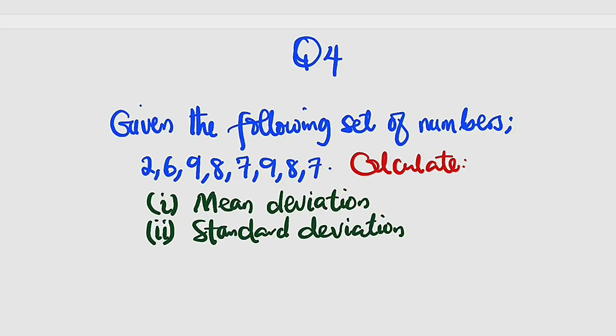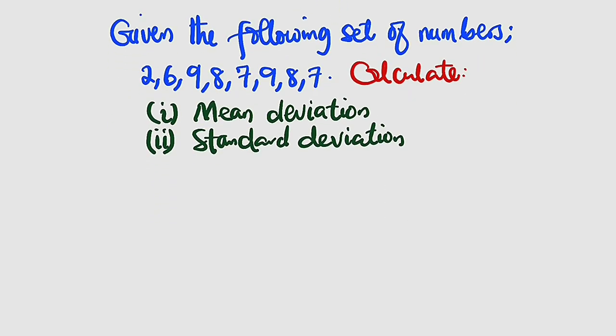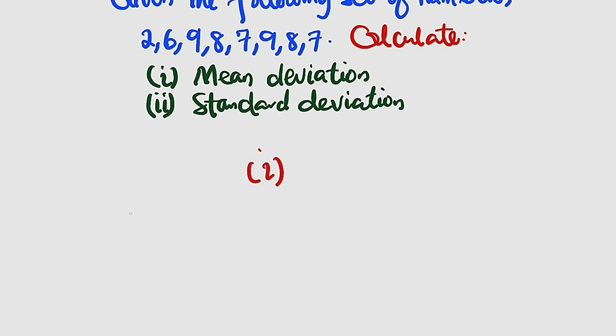Here is question number 4. Given the following set of numbers 2, 6, 9, 8, 7, 9, 8, 7, we are asked to calculate Roman 1, the mean deviation and the standard deviation. All right, let's start with the first one. We would like to compute for mean deviation.